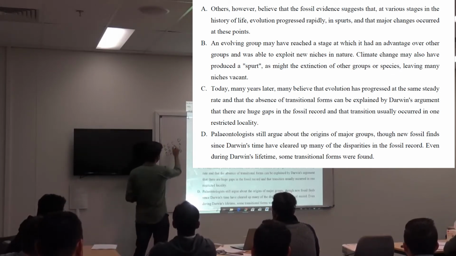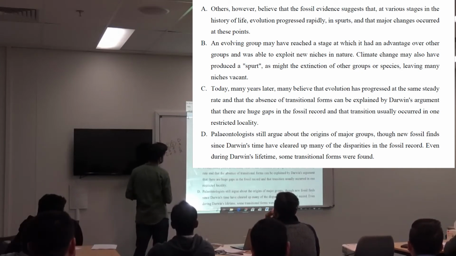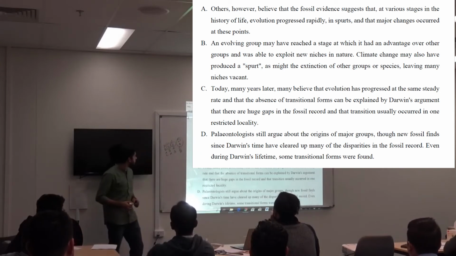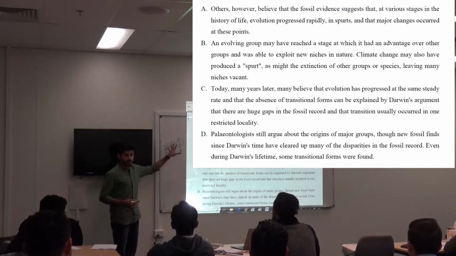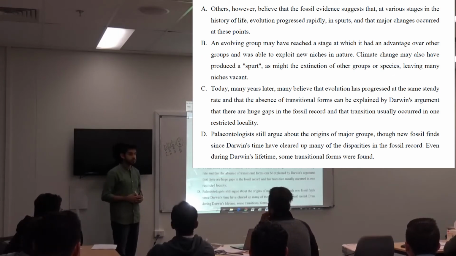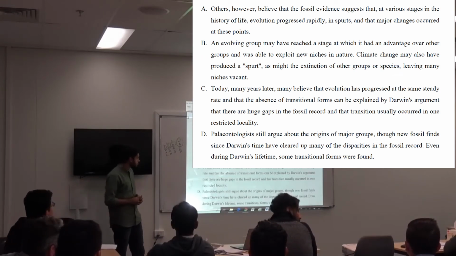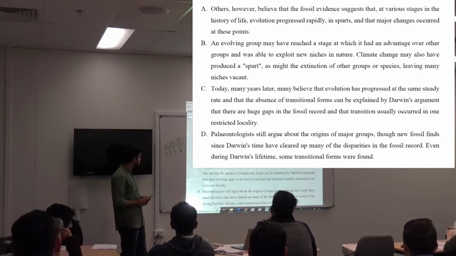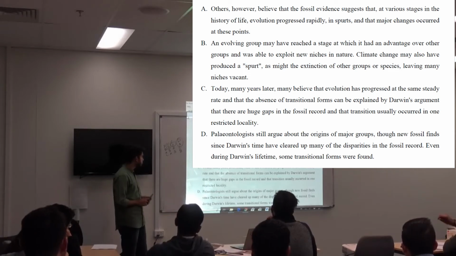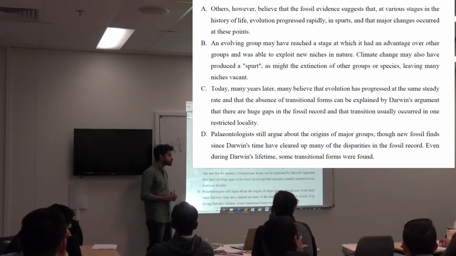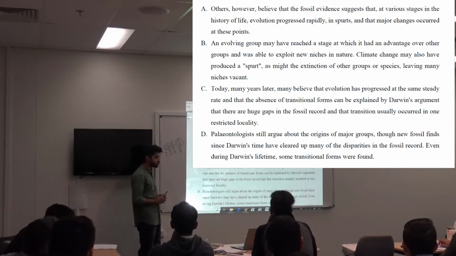So you have made C and D a pair. Some made D and A a pair. But can you tell me why? So obviously CD is a pair for you, but how? Because of Darwin's argument and Darwin. Where? You see in paragraph C, Darwin's argument that there are huge gaps. And then in D, it's like since Darwin's time have cleared up.